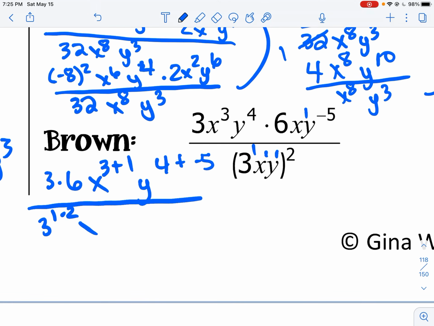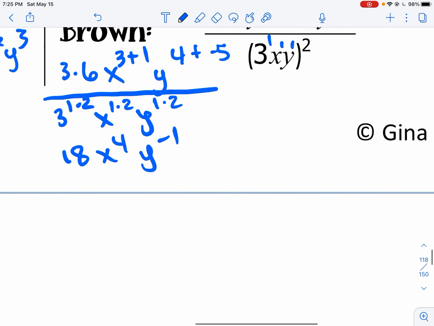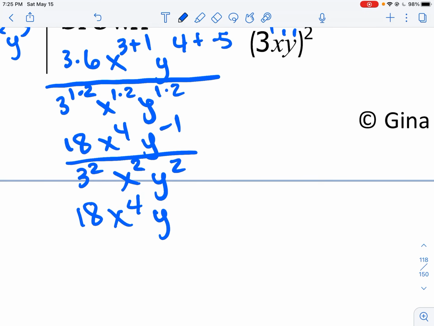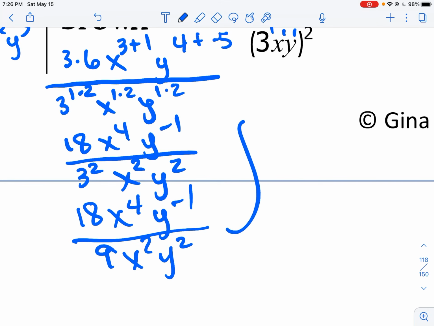3 to the 1 times 2, x to the 1 times 2, y to the 1 times 2. So on the numerator I get 18, x to the 4th, y to the negative 1, over 3 squared, x squared, y squared. So this becomes 18, x to the 4th, y to the negative 1 over 9, x squared, y squared.